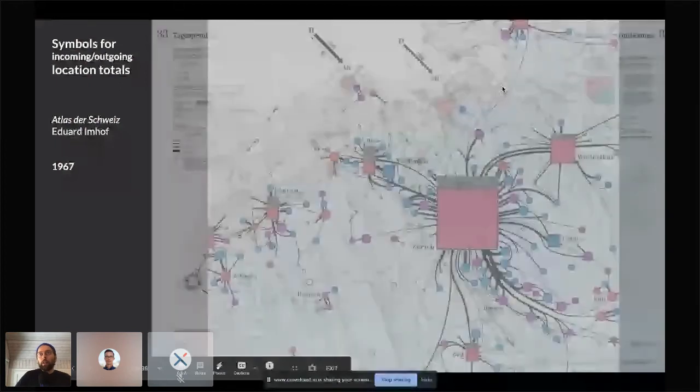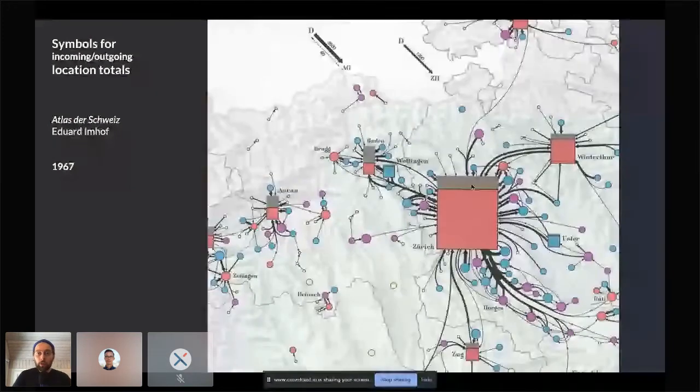And it's interesting because it puts a lot of attention to the totals for the locations. We see quite well the color coding: red stands for locations where there are many incoming flows, and blue for where there are many outgoing flows. And by using these interesting glyphs, we see the totals for the locations.